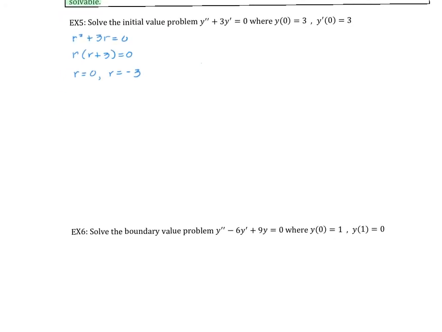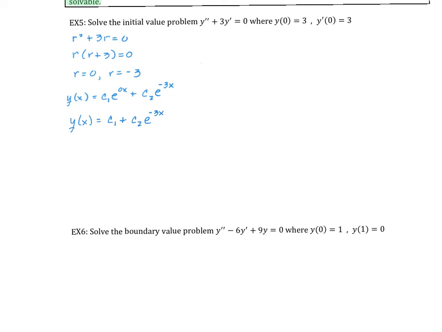That gives me the general solution, y of x equal to c sub 1 e to the 0x plus c sub 2 e to the negative 3x. And again, the e to the 0x is just 1. So my solution is y of x equal to c sub 1 plus c sub 2 e to the negative 3x.